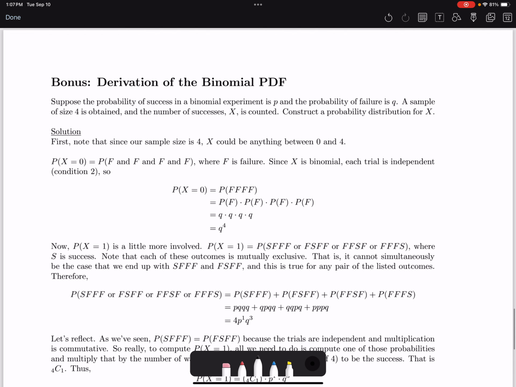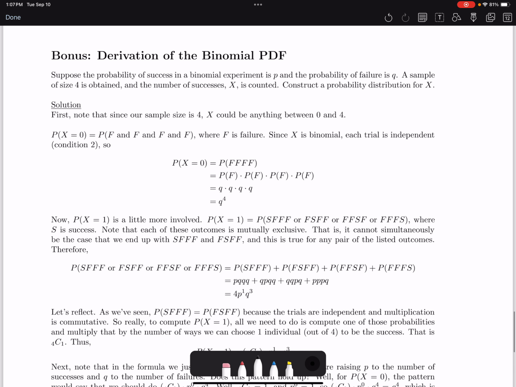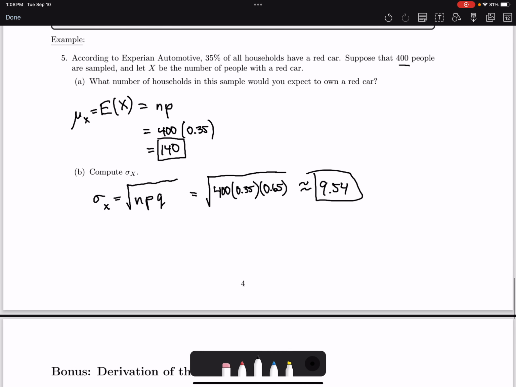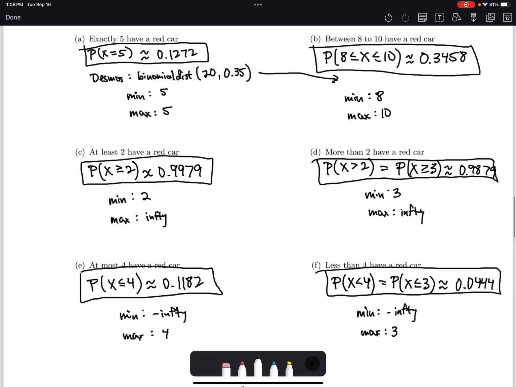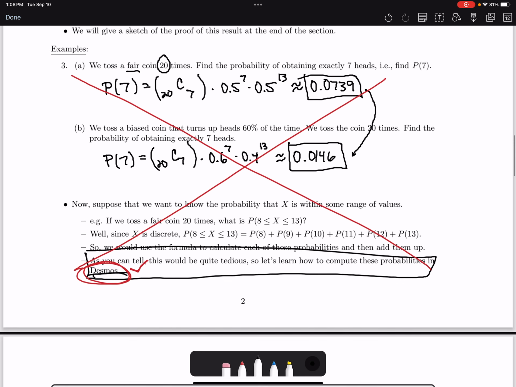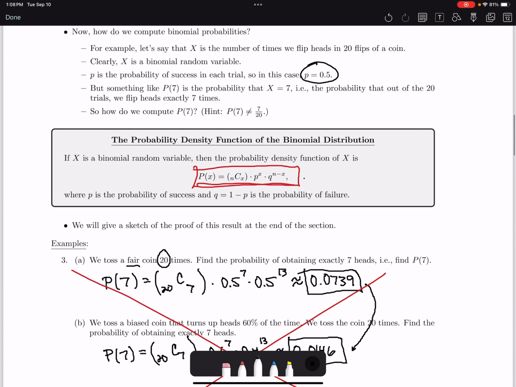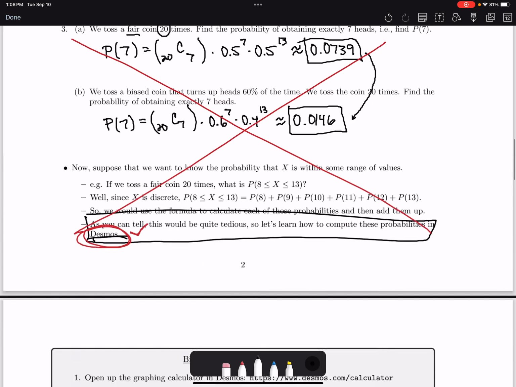So that's all I really have to say about the binomial variable. This last page is just some bonus information. This is the derivation of the binomial PDF. Remember back on page 2, when I gave you this formula, I said on the last page we would give a sketch of the proof, and that's what this last page is.